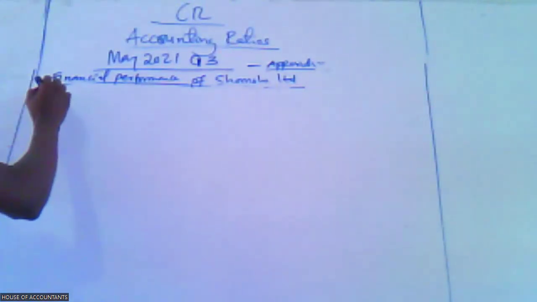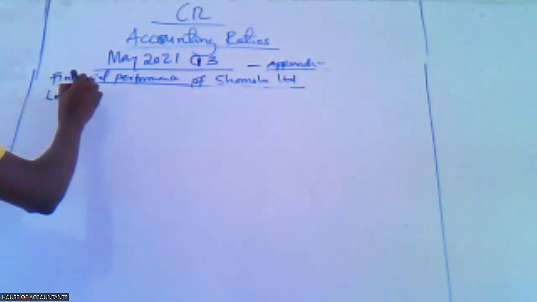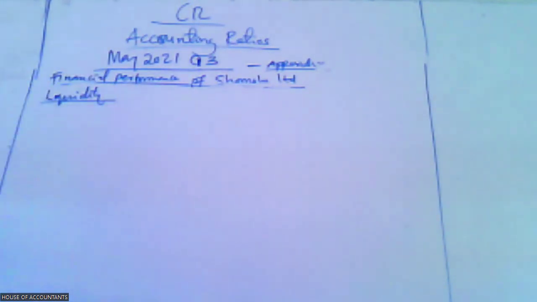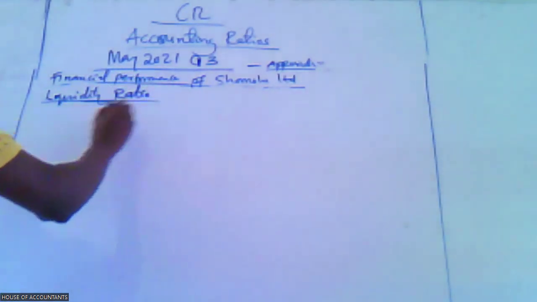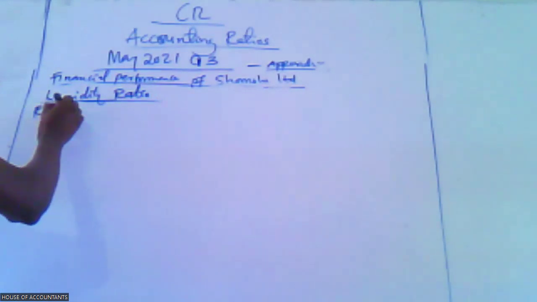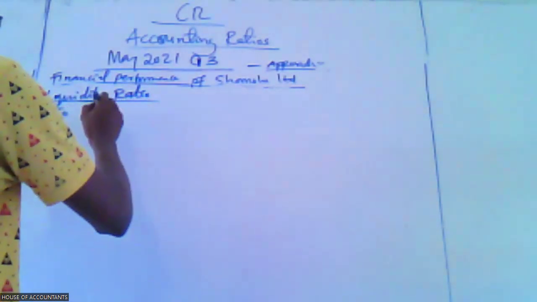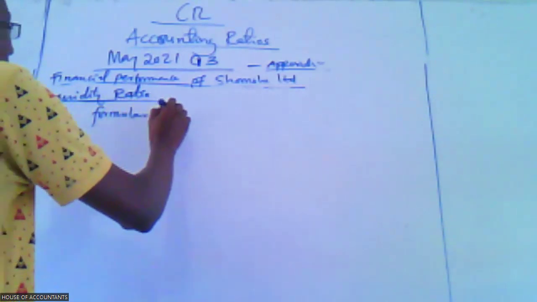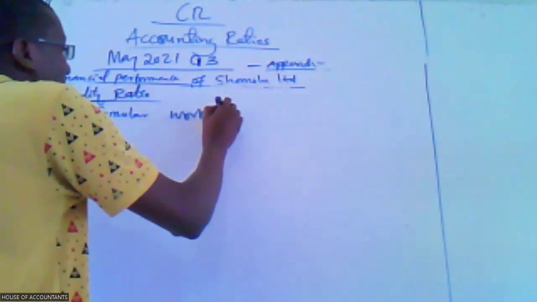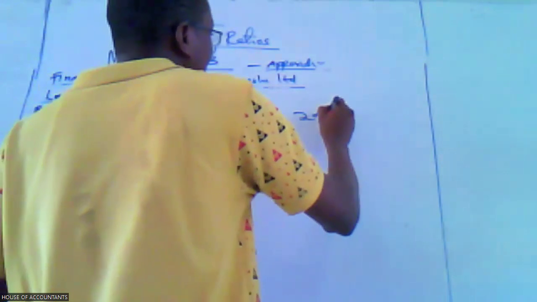So the next one is liquidity. Come and do your calculation. Don't forget, we are here to do the turnover. So once you do the turnover, you just turn it over. The formula is also there. So it will be cost of sales over receivable. Calculate it. Ratio, formula, workings, 19.